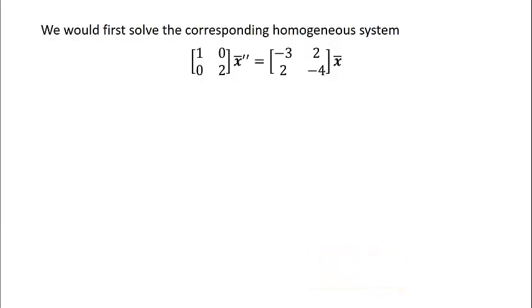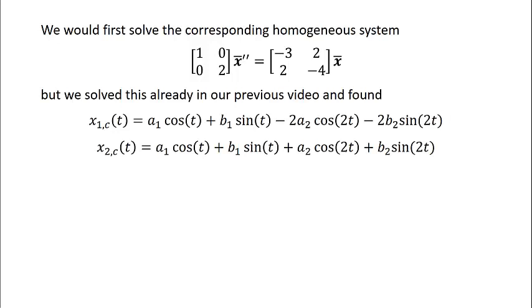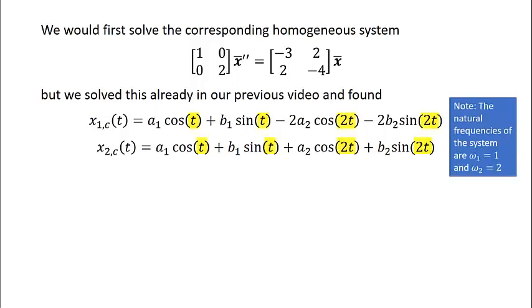Okay, so the first thing we have to do is to solve the corresponding homogeneous system. But we solved this already in our previous video. And we found the complementary solutions that you see here for x1 and x2. Now, I want to point out these tell us that the natural frequencies of the system are omega 1 equals 1 and omega 2 equals 2. So 1 and 2 are the natural frequencies of the system.